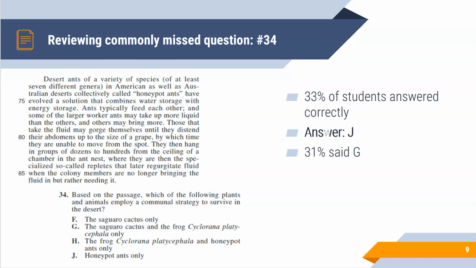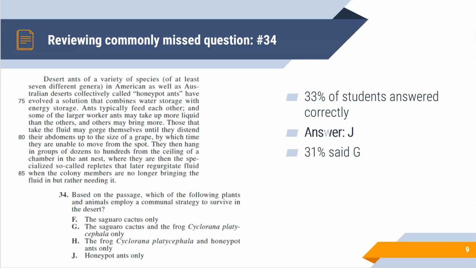So if you chose to pause, way to be involved. I'm proud of you from afar. So let's see, based on the passage, which of the following plants and animals employ a communal strategy to survive in the desert? The answer here is J, honeypot ants only. Hopefully you were able to get that from the excerpt that I have featured here. The entire passage is going to also talk about other plants and other creatures like cacti and ants and things like that. But the correct answer in this case is going to be J.